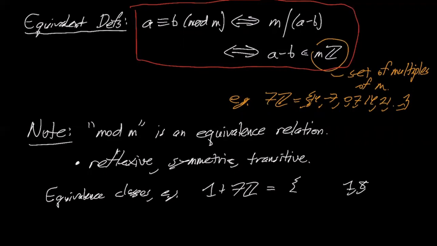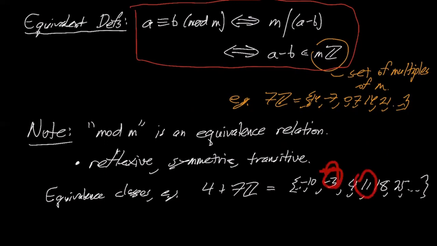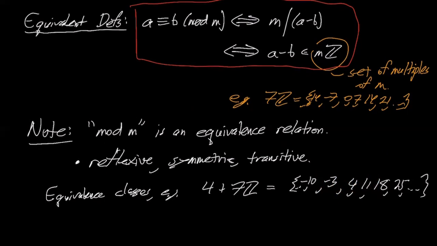Actually, let me do 4, because I think that's the example that we had. You've got 4, you've got 11, you've got 18, you've got 25 going that way. But you've got -3 and -10 and so on going that way. And so, right, we had that example with these two guys being congruent to each other. So two things in the same equivalence class.